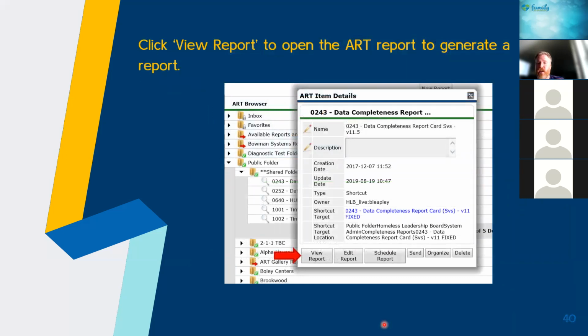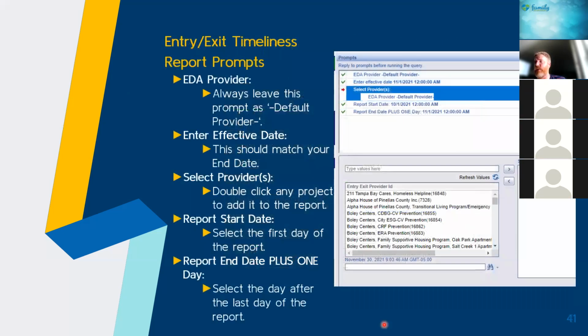The way you run them, again, is virtually the same. You click on the magnifying glass, and you'll see the view report option. That's what you want to use. The prompts are also the same. The best part about ART, which is the reporting tool we use, is that once you get used to running some of the reports, you can essentially open up any of the reports in the public folder and run it without any issue.